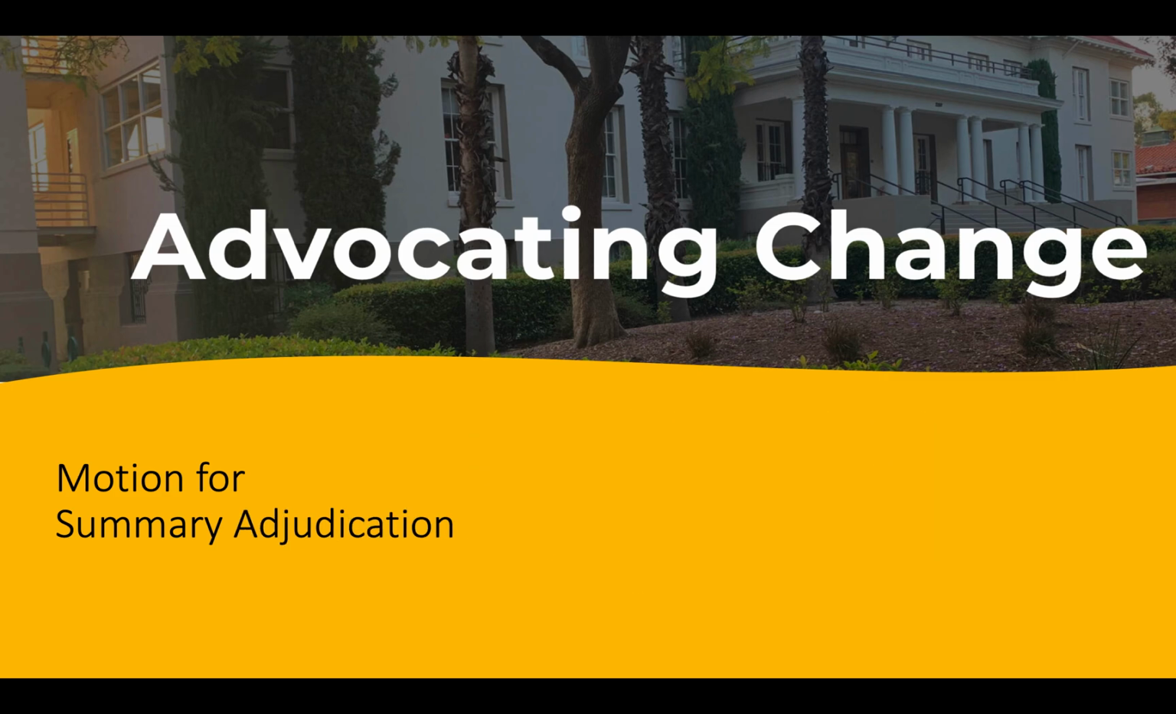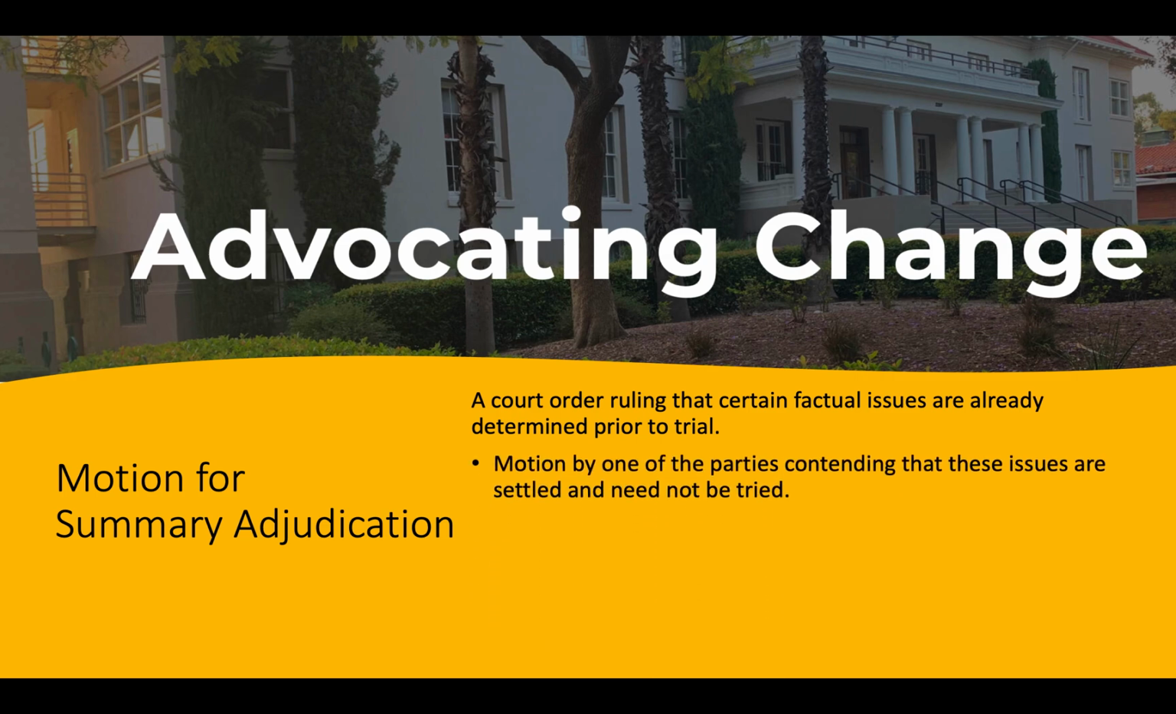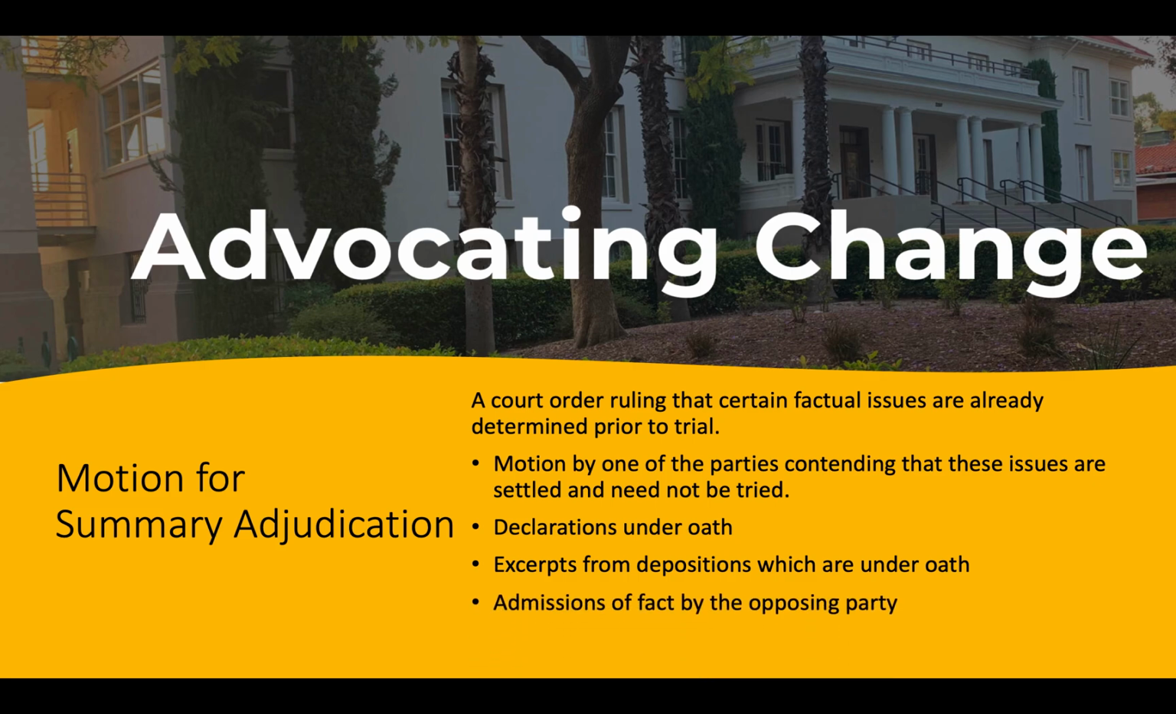A motion for summary adjudication is a court order ruling that certain factual issues are already determined prior to trial. This summary adjudication is based upon a motion by one of the parties contending that these issues are settled and need not be tried. The motion is supported by declarations under oath, excerpts from depositions which are under oath, admissions of facts by the opposing party, as well as legal arguments.